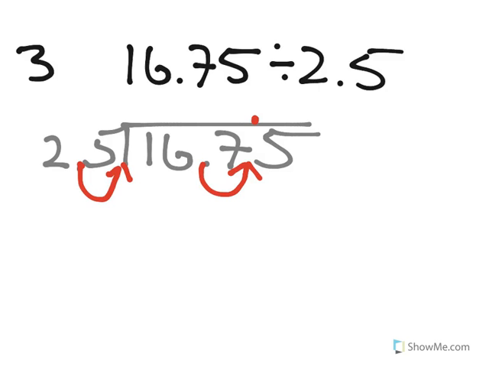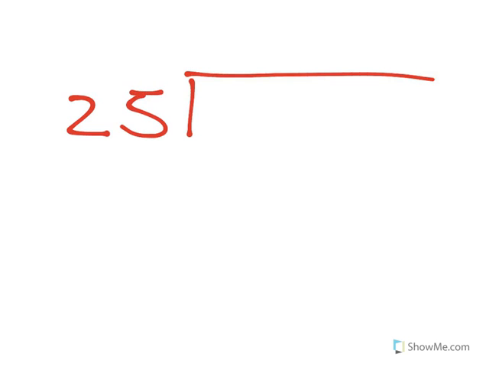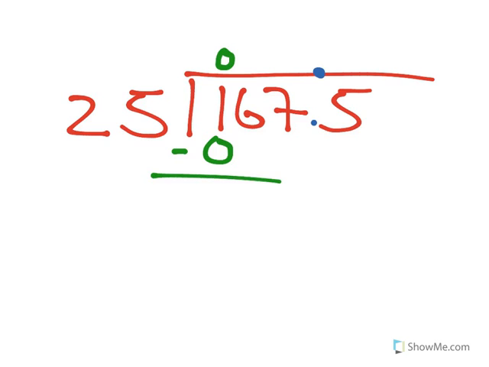Now I'm going to rewrite this problem because it looks sloppy for me. So now I have something like this. There we go. Now I'm just going to divide out like I normally would. So I'm going to do it step by step. Does 25 go into 1? The answer is no. Put a 0. 0 times 25 is 0. Bring down 1. Bring down the 6.